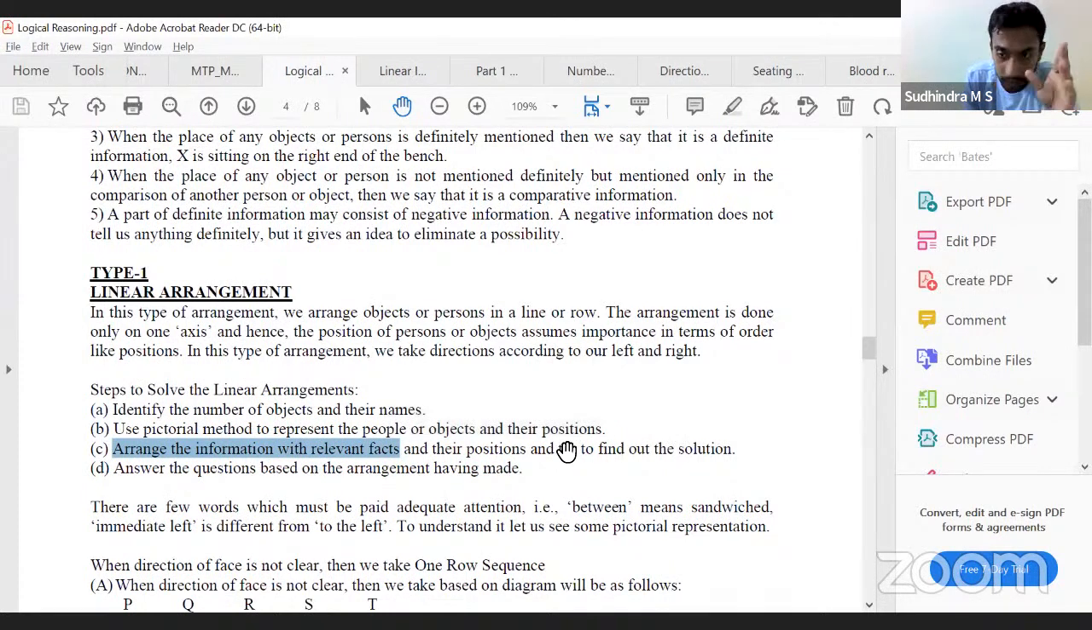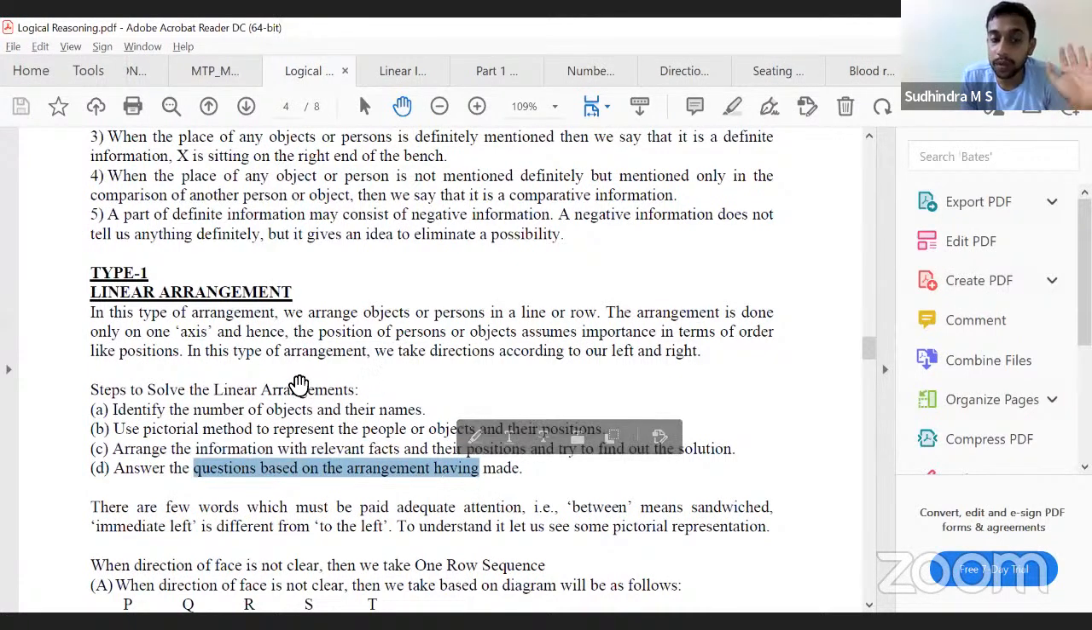So the question might require something else. The question might say who is sitting behind, before, who is sitting beside X, next to Y, etc. However, with the given information, first we have to arrange the people together so that it is easy for us to locate the required answer. Then answer the questions based on the arrangement made.